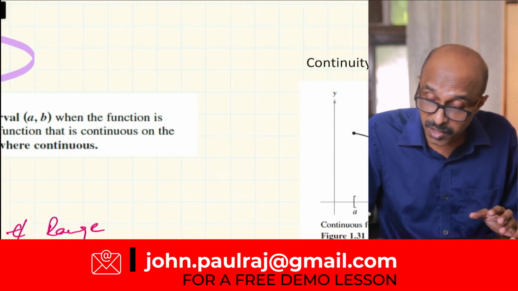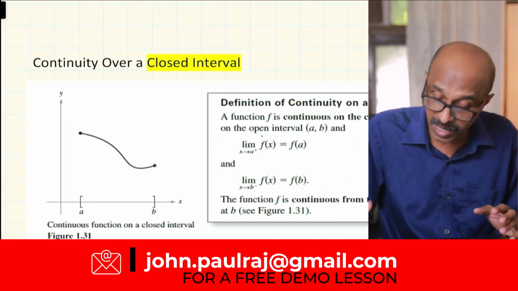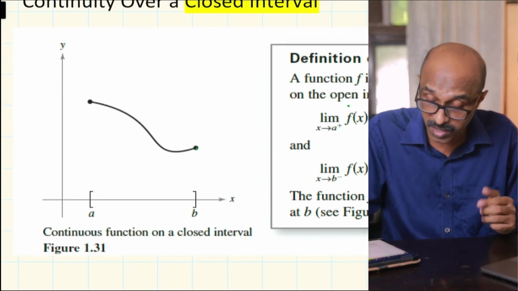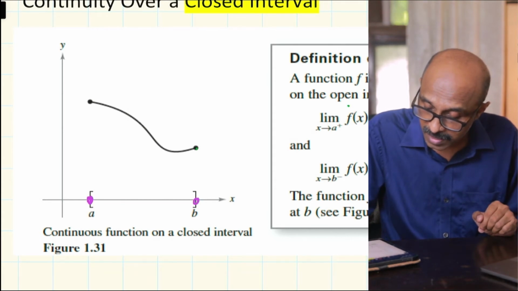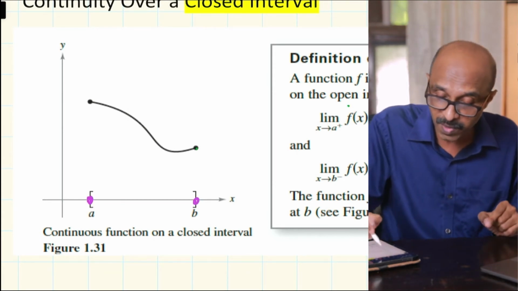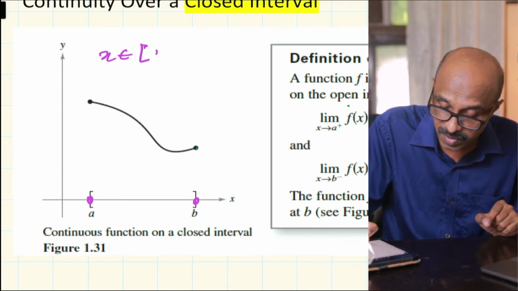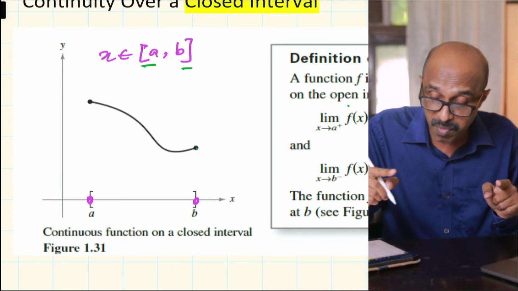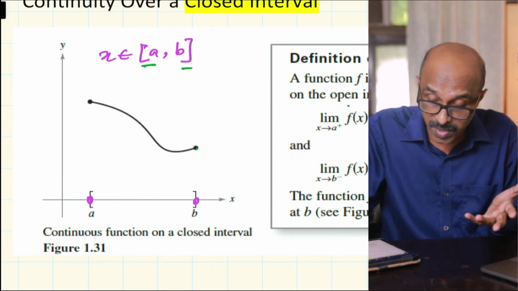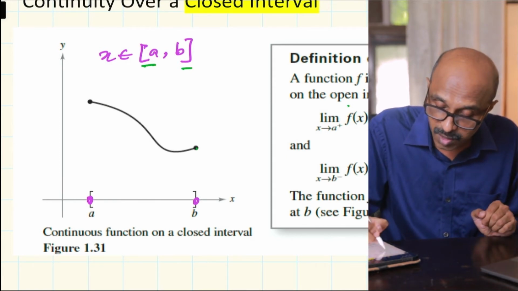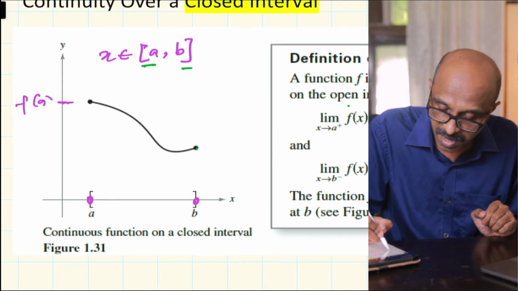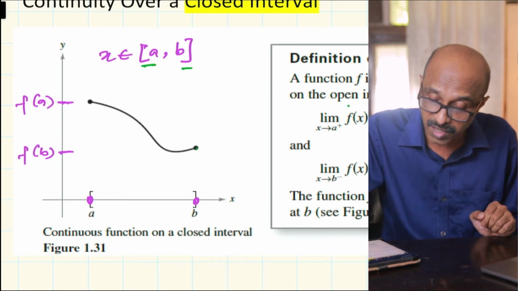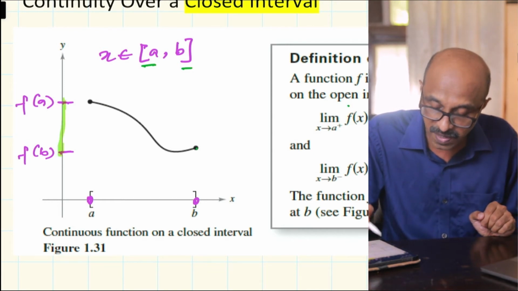Now, how is continuity over a closed interval defined? First of all, let's look at what the graph of a continuous function over a closed interval looks like. As you can see, both a and b are part of the domain. We write the closed interval like this with a square bracket to indicate that both a and b are part of the domain. And if there is an input, there's got to be an output, which means the corresponding y values, if this is f(a) and that's f(b), both are part of the range, which means the function is taking every value between f(a) and f(b).